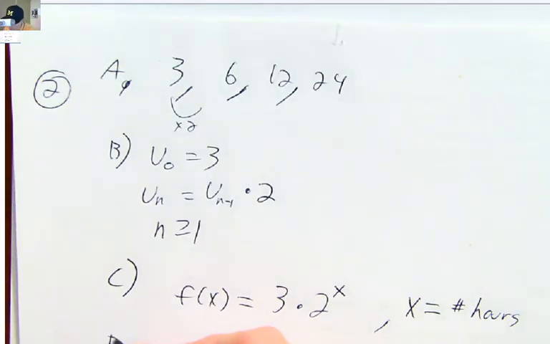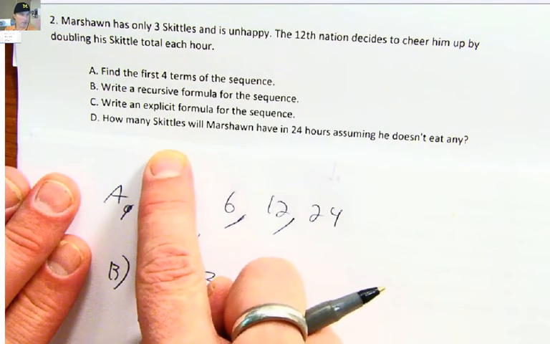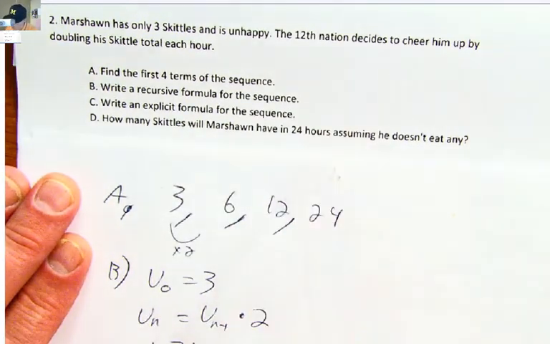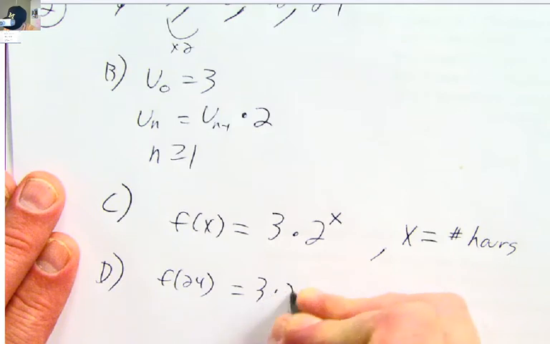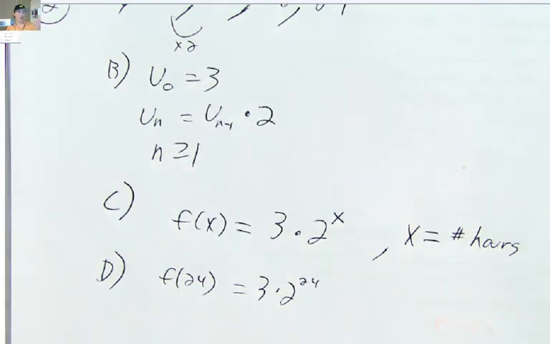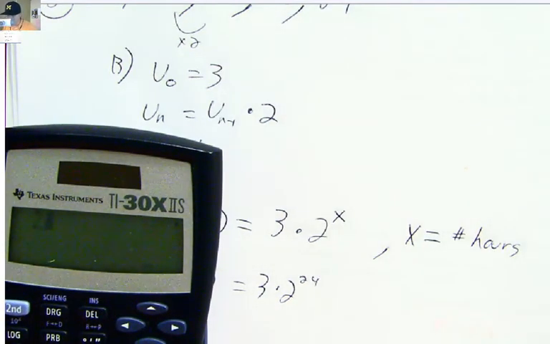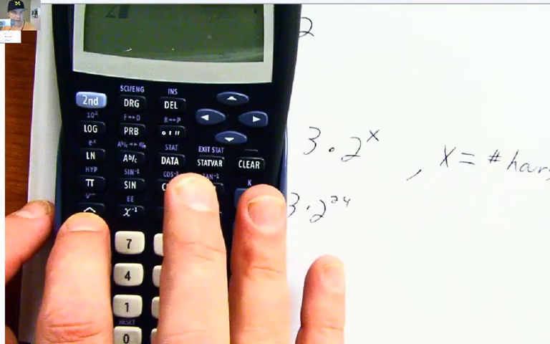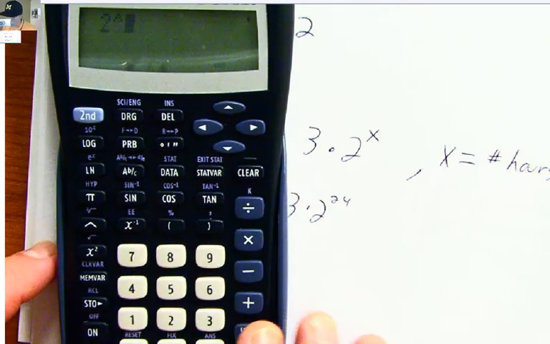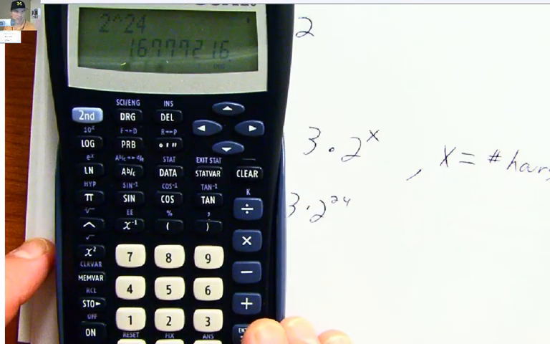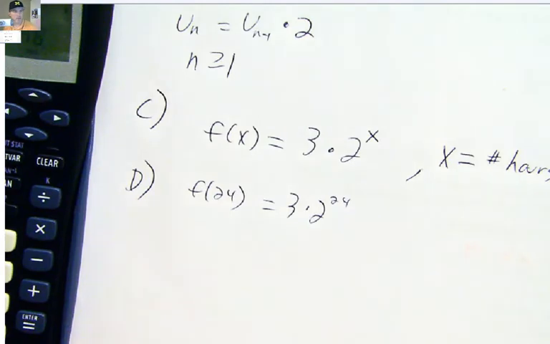All right, let's see. Now in part D, we're going to use our explicit formula to figure out what's going on. So how many Skittles will Marshawn have in 24 hours? So we're doing f of 24 equals 3 times 2 to the 24th power. And of course, my calculator will do that for me. If you want to do a big power, there's this button right here. It's called the caret button. I don't know why they call it the caret button, but it is called the caret button. So 2 to the 24 will give you some kind of gigantic number. Then that times 3 to finish off the equation.